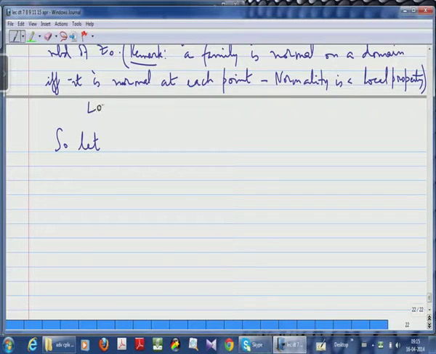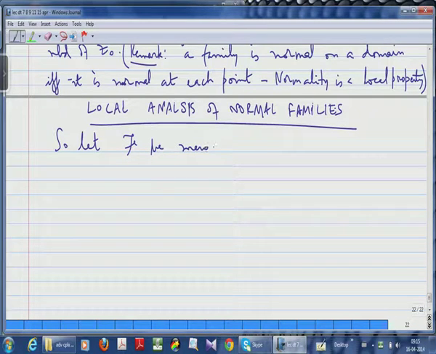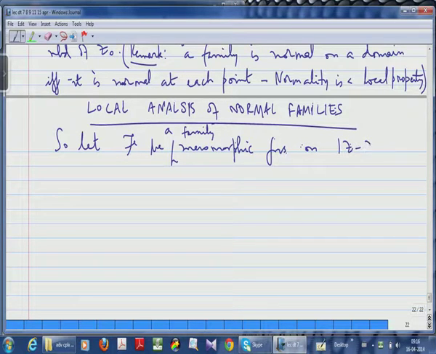So what we will do is I call this local analysis of a normal family. Let script f be a family of meromorphic functions on |z - z0| ≤ rho.